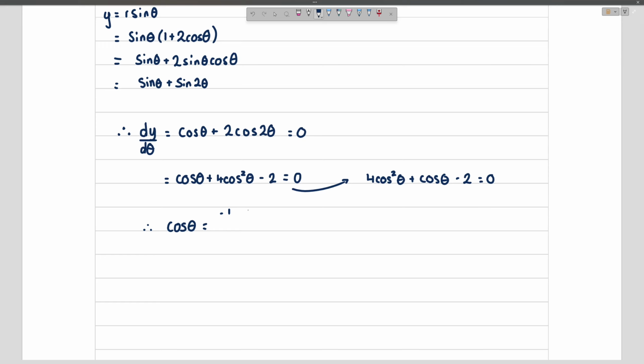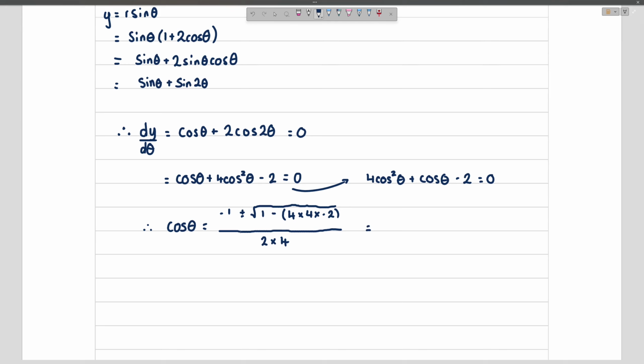We get -1 plus or minus the square root here of B squared, so that's 1, minus 4AC, so 4 times A, which is 4, times C, which is -2, like so. And this here is all over 2A, that's 2 times 4, which would give us 8 there, when we simplify. So let's just simplify here then.